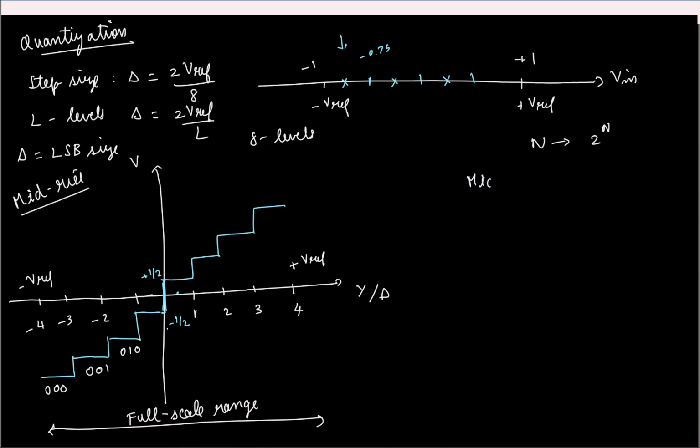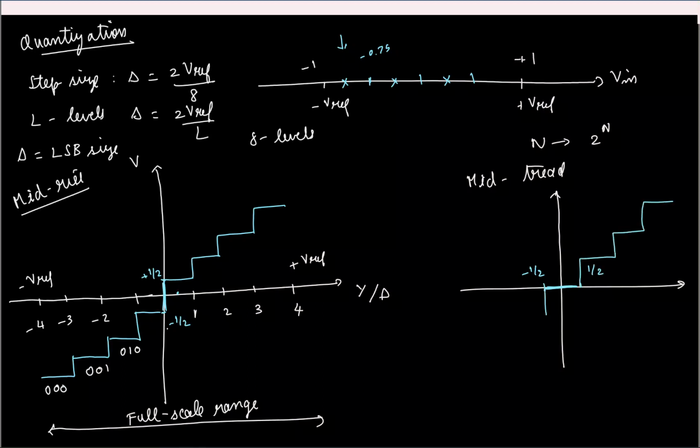Then we have the other one, called mid-tread, wherein you make sure that around 0 it's constant. So here we'll say from minus delta by 2 to plus delta by 2 the output is 0, and then you keep doing it. There is a jump at 0, correct. Yeah.